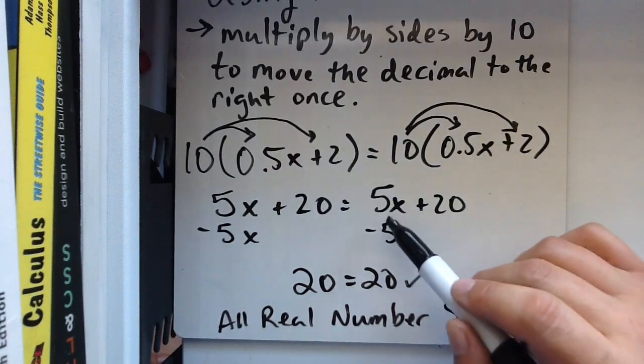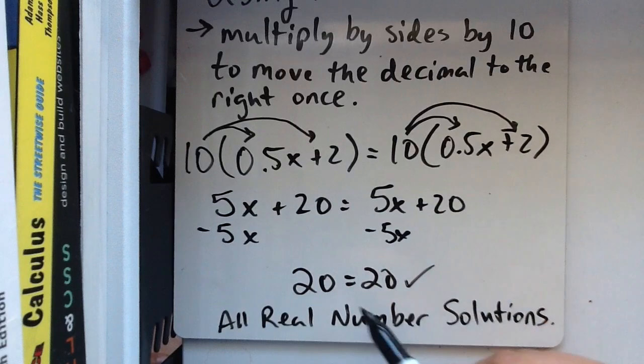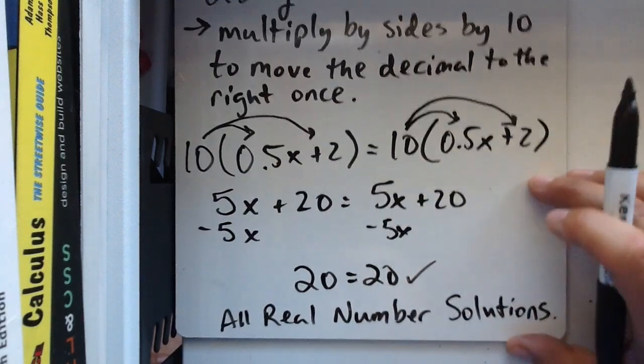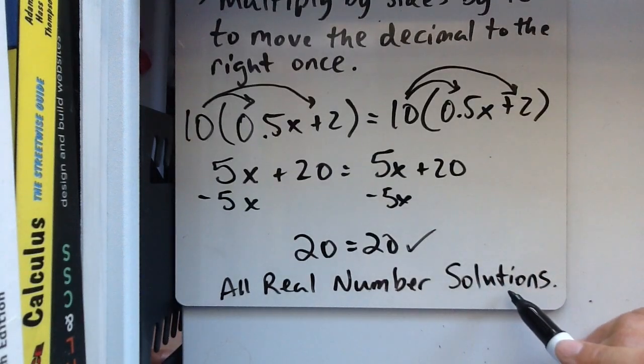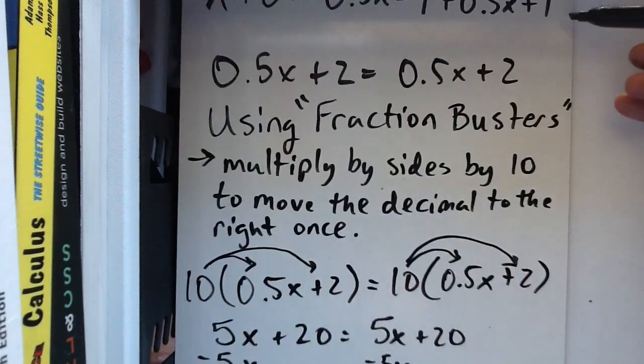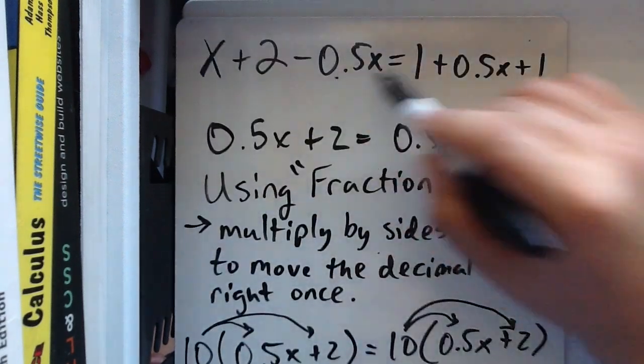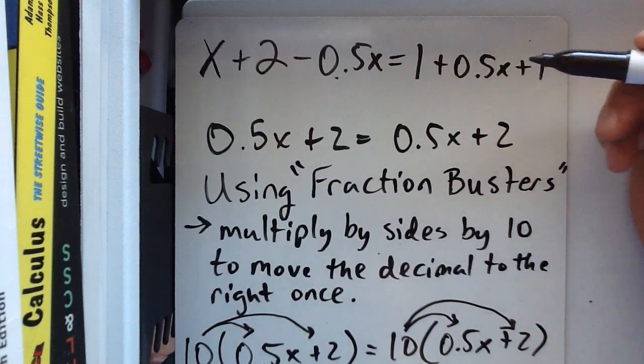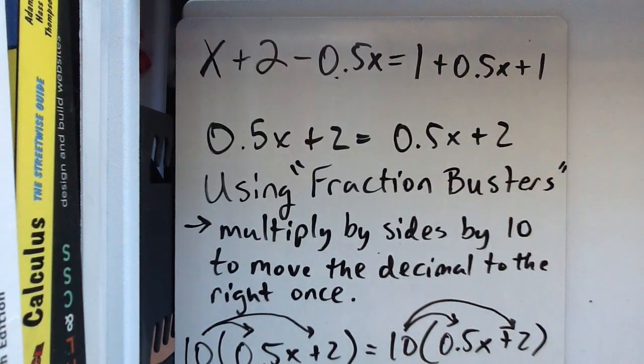I take away 5x from both sides, and then I notice that I'm left with 20 equals 20, which tells me all real number solutions. And if you graph this as two separate equations, you'll notice that they're the same line. Go ahead and practice that on Desmos if you haven't done so already.